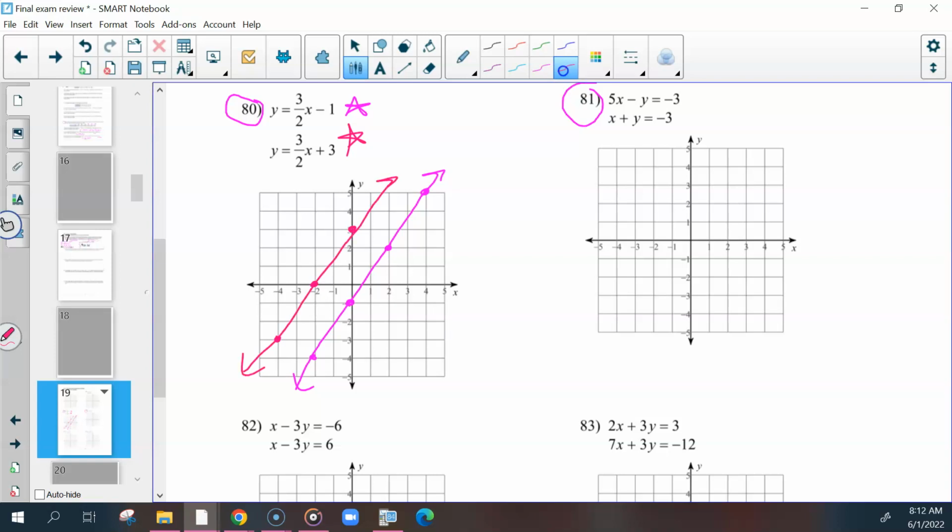These two lines do not intersect at all. They have the same slope. These lines are parallel, so the solution is none. They will never intersect. Do we have any questions on that one?